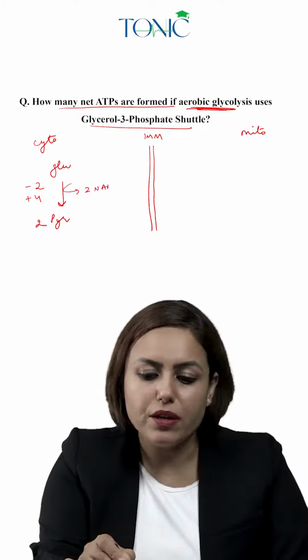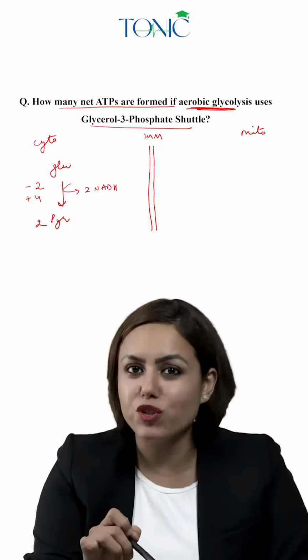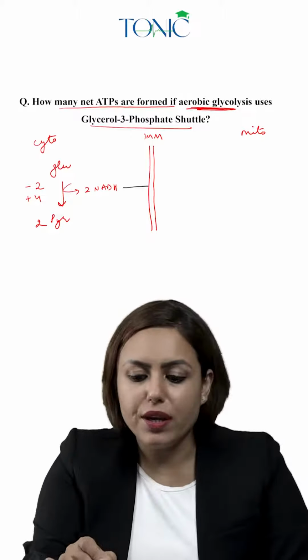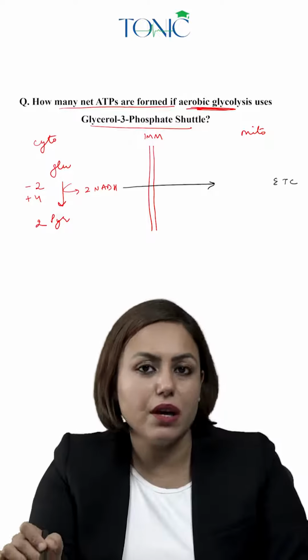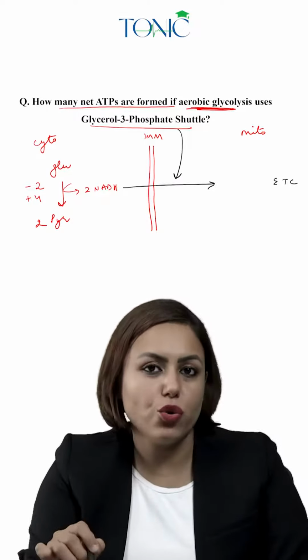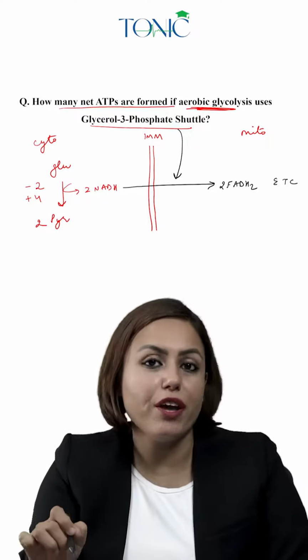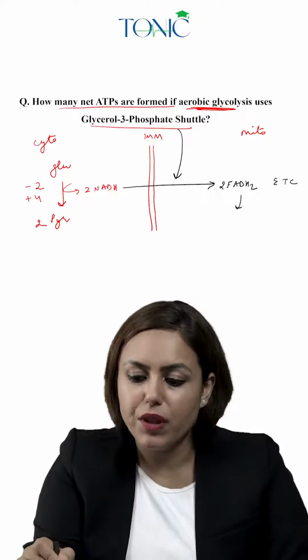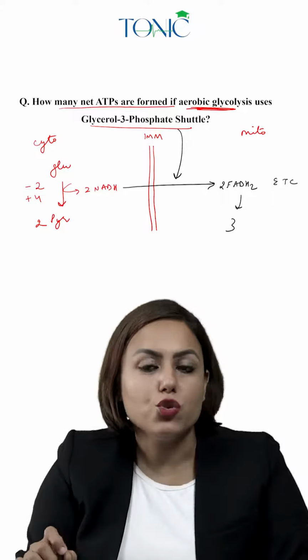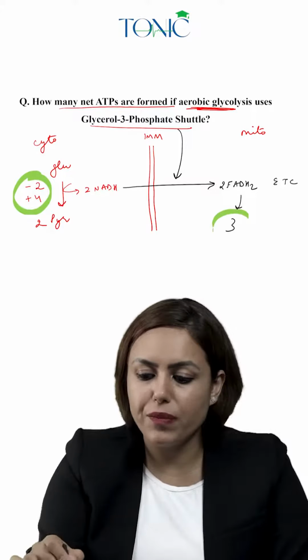Then 2 NADH are formed at glyceraldehyde 3-phosphate dehydrogenase step. These 2 NADH have to go into ETC to give energy, but they are going via glycerol phosphate shuttle. When they go via glycerol phosphate shuttle, then we get 2 FADH2 in the mitochondria. This will give 3 ATPs. So total is minus 2 plus 4 and plus 3.